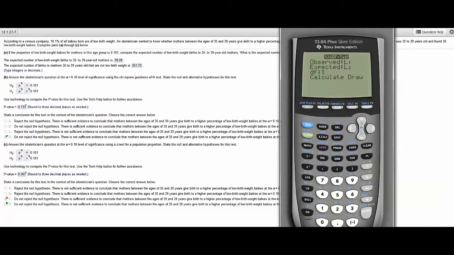Okay, so in degrees of freedom, we have 2 categories. They are low birth weight or not low birth weight. And since there's 2 categories, we're going to subtract 1. That'll give us degrees of freedom. And then I'll hit calculate, and haha, there's the magic number.